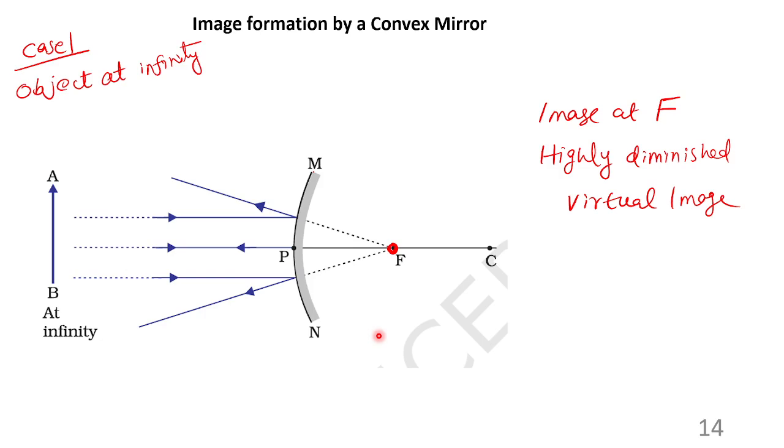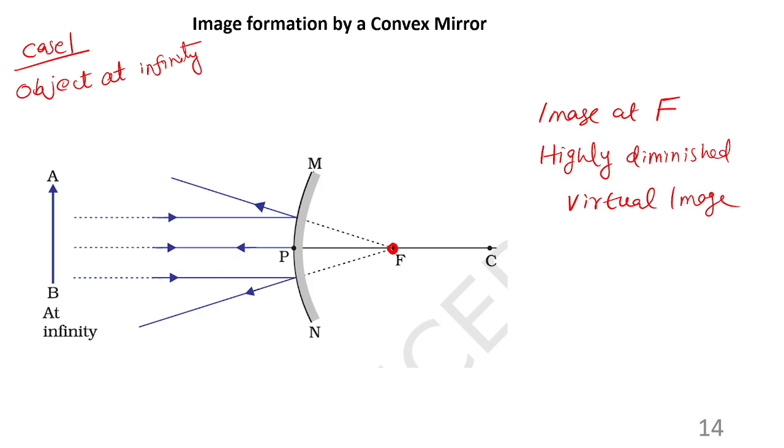If you are 100% clear, then raise your hand. And if you don't understand, please ask me. Lina, you understood? Joshida? Yes, sir. Nishit, clear? Yes, sir, clear. Okay. So, we have finished case one, object at infinity.